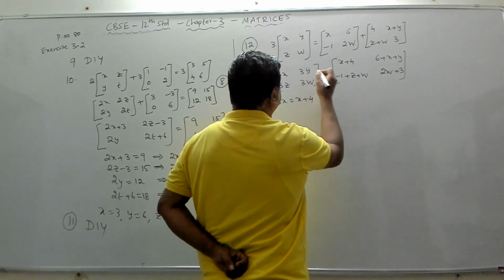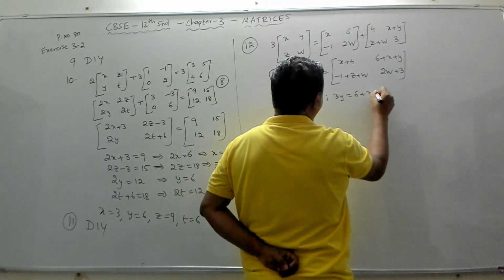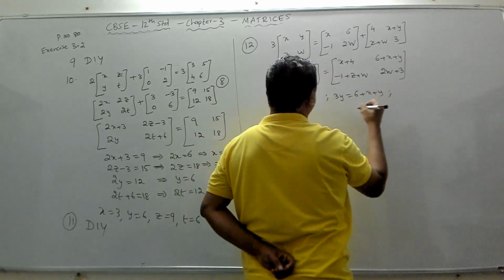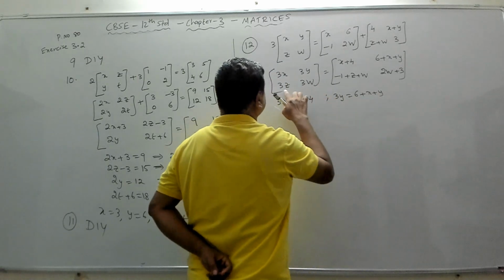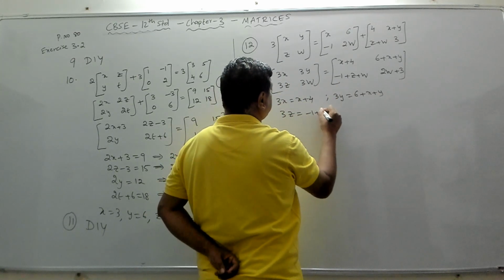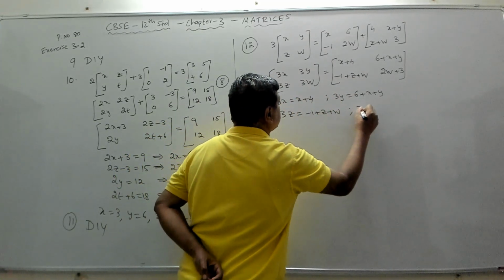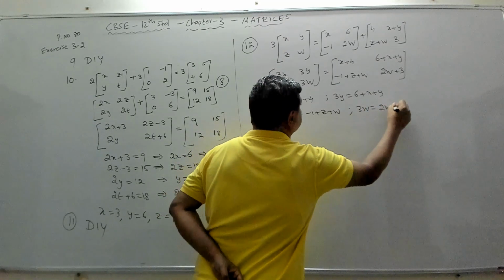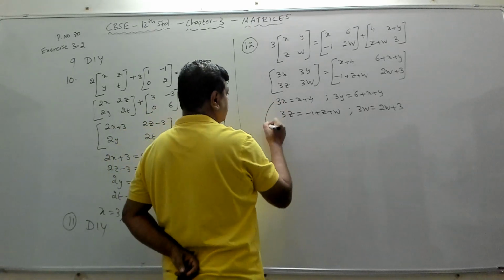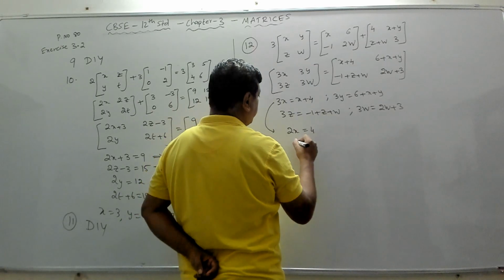Then we have the next one, which is 3y equal to 6 plus x plus y. The second equation, equating these two. The third one is 3z equal to minus 1 plus z plus w. Then 3w equal to 2w plus 3. Now if you take the first equation, you will get 2x equal to 4. That will give you x is equal to 2.